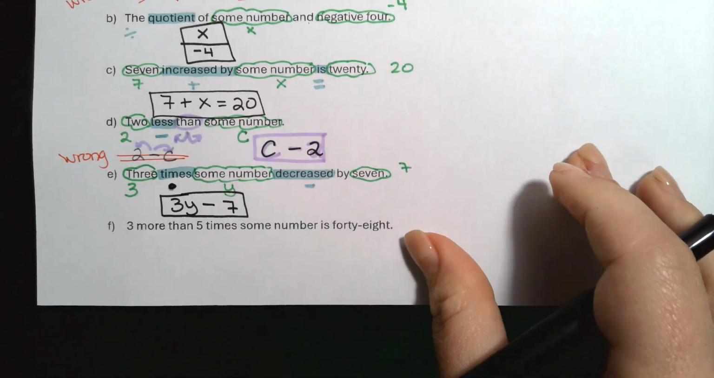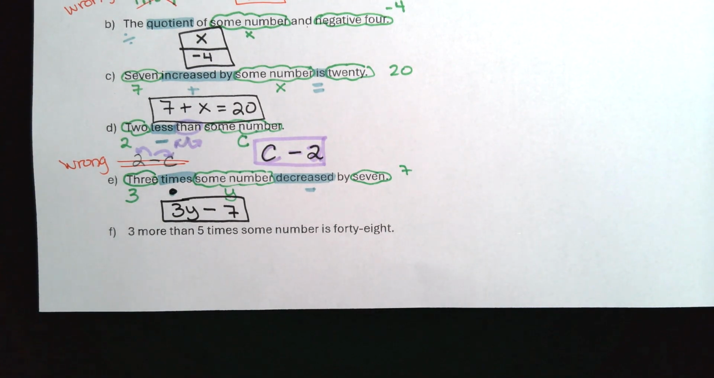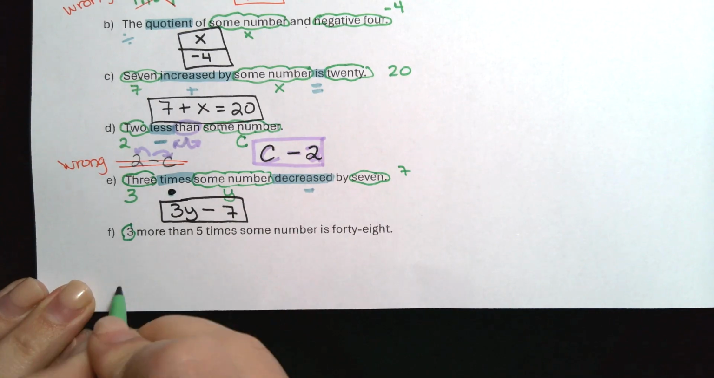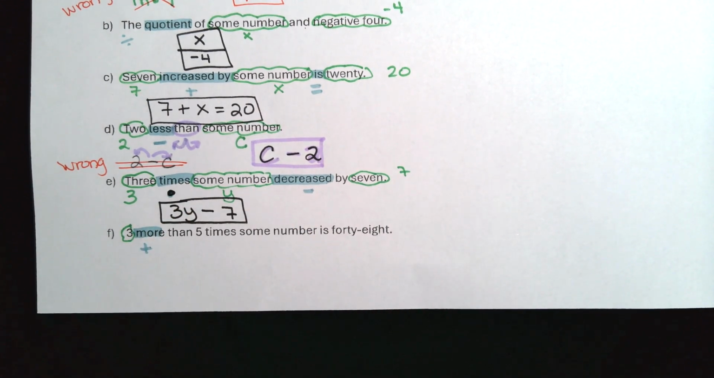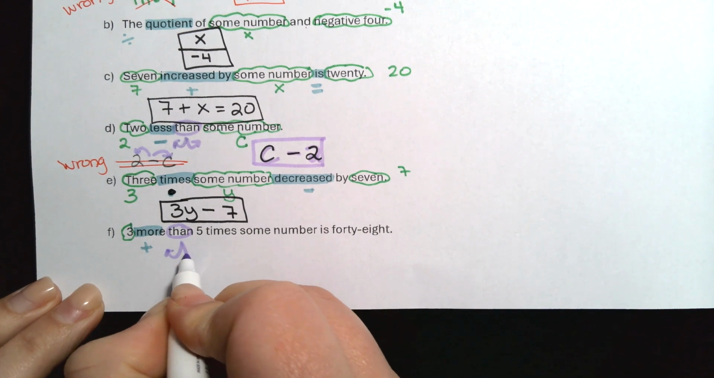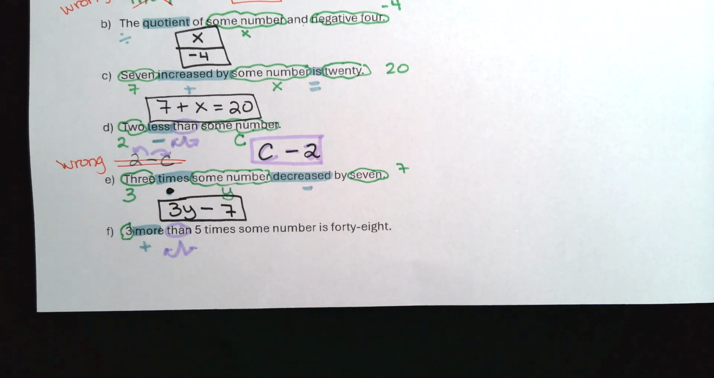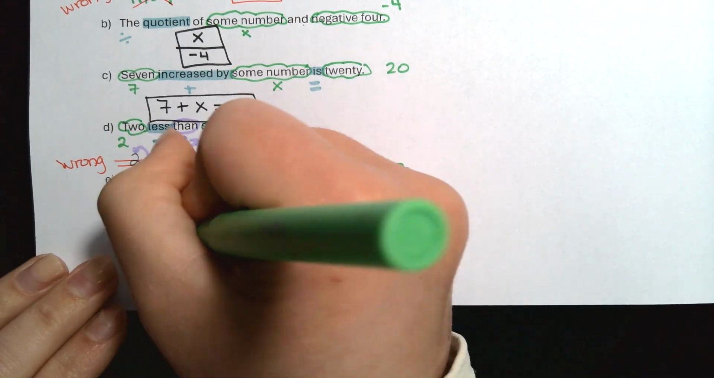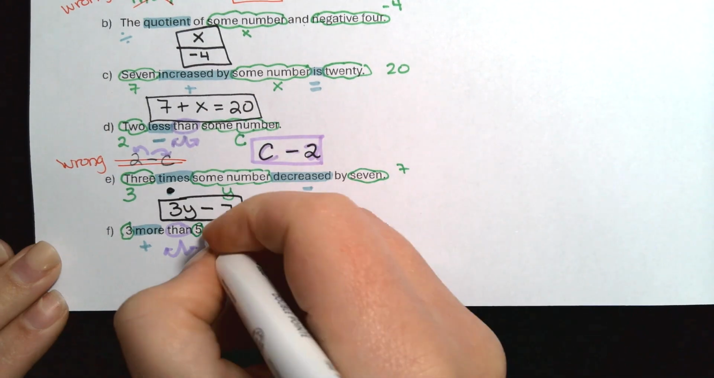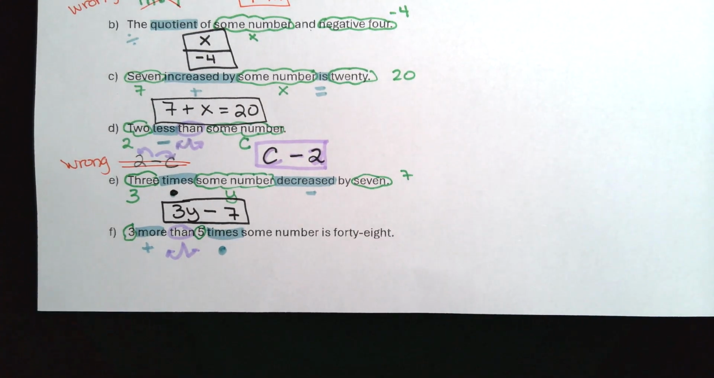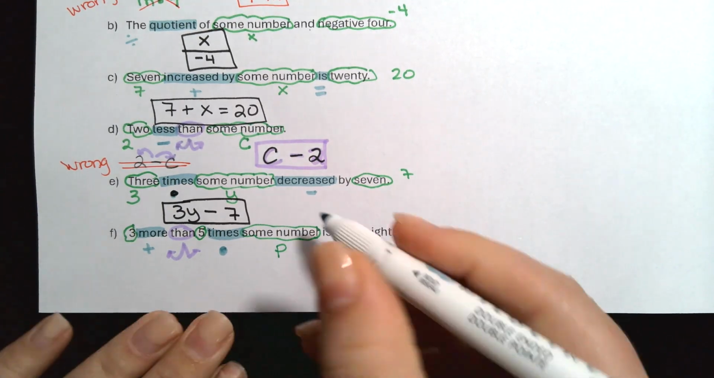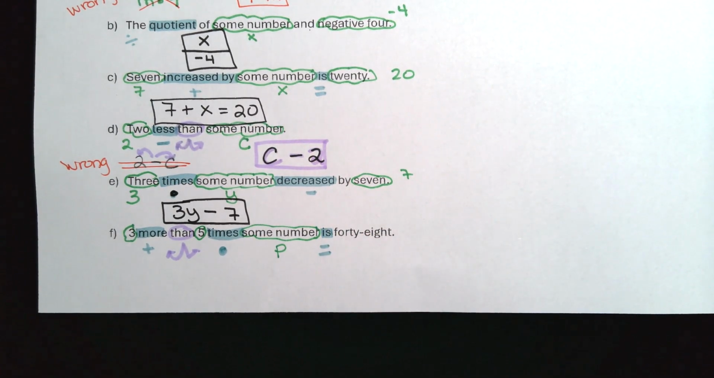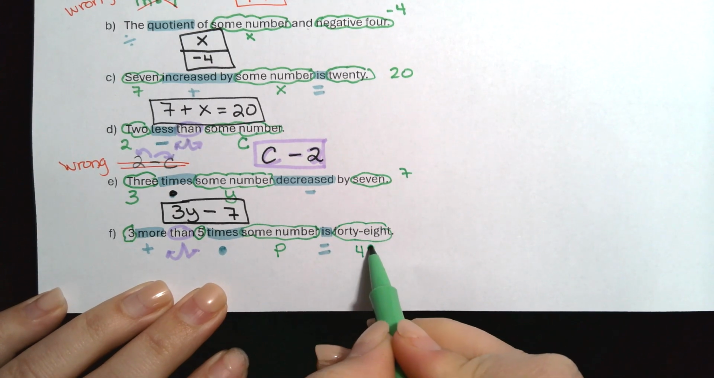All right, let's go towards the very last one. 3 is a number. I'm not translating that because they already gave us the number 3. More is addition. Than means I'm going to switch the order. 5 times. So 5 they already gave us. But times needs to be translated. Then we have some number. Let's use P. Is needs to be translated to equal. And then we got 48, which does need to be translated.